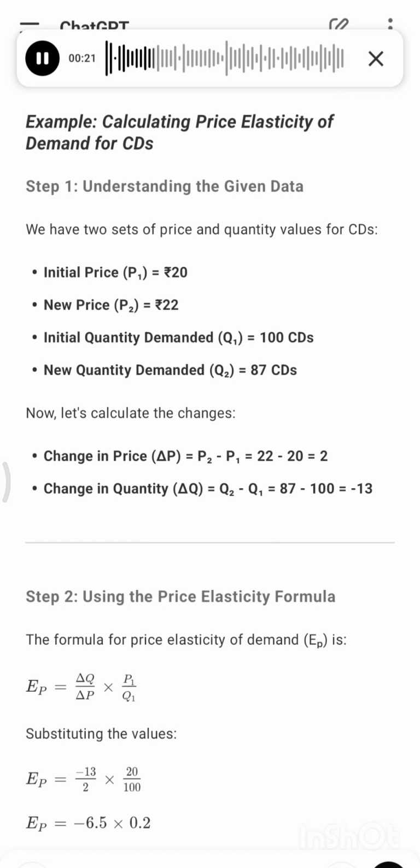Now let's calculate the changes. Change in price, ΔP, equals P2 minus P1, equals 22 minus 20, equals 2. Change in quantity, ΔQ, equals Q2 minus Q1, equals 87 minus 100, equals minus 13.